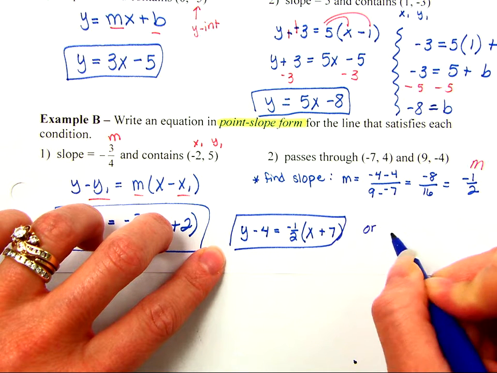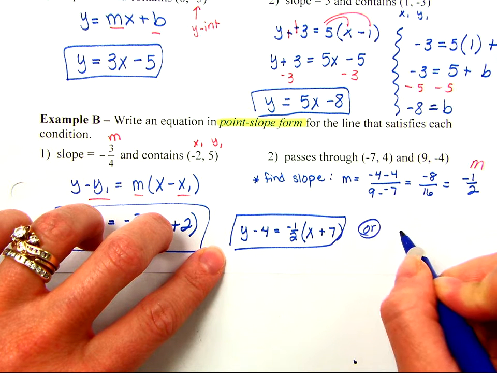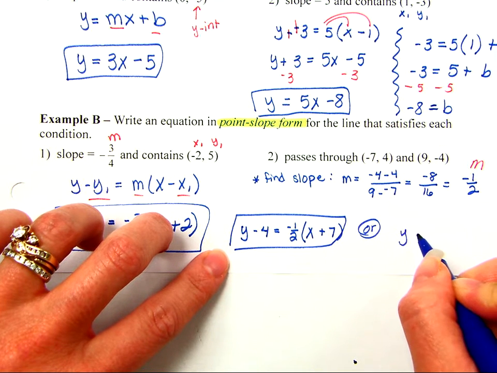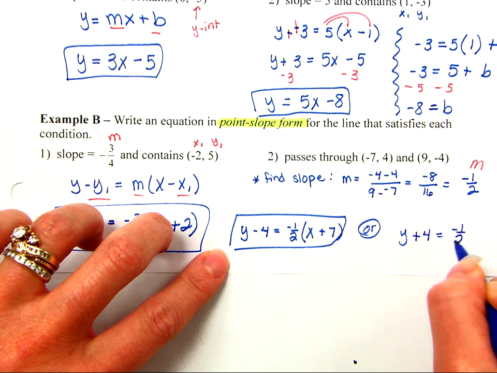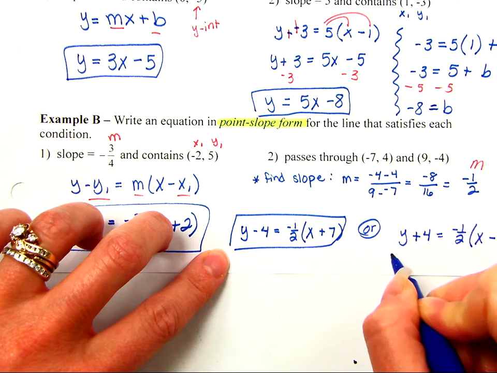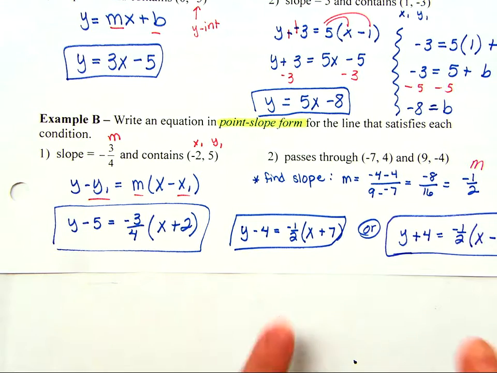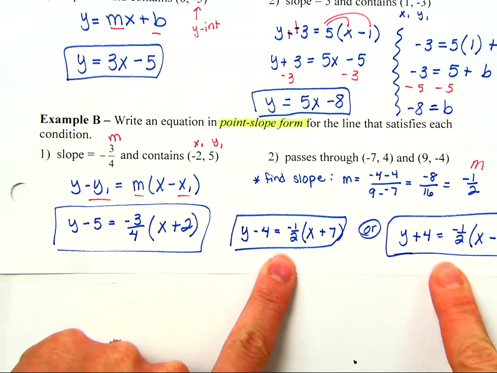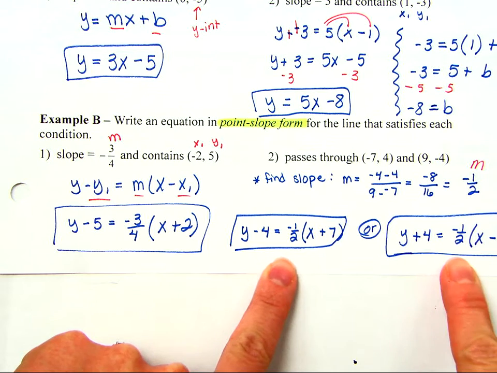Or I could use the second point, and we could say y minus negative 4 equal to negative 1/2 times the quantity x minus 9. And while these equations look different, they would actually graph the same line. If you graph them on your graphing calculator or on paper, this would be the same line.